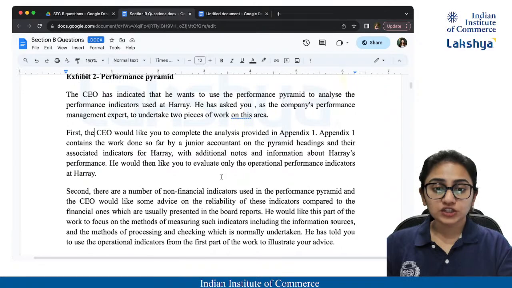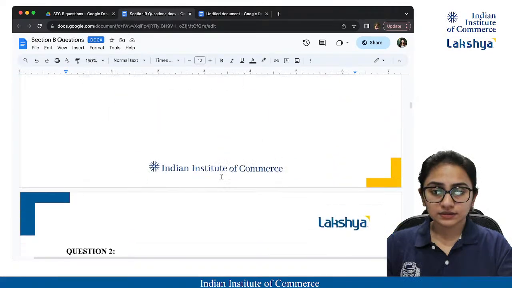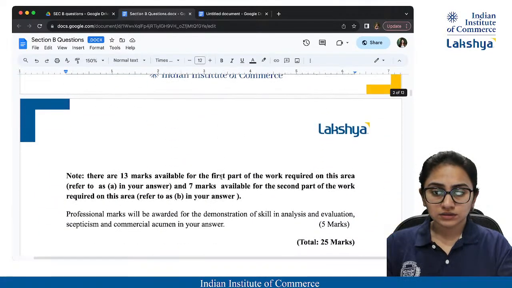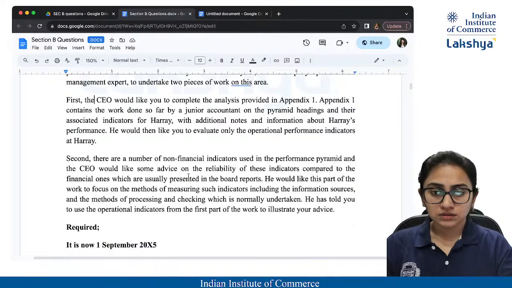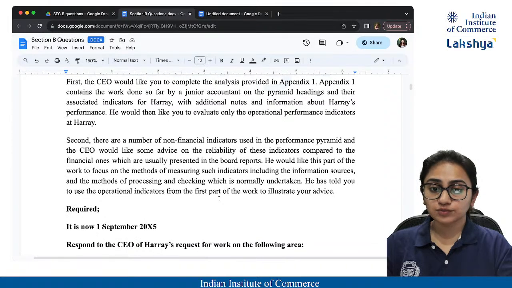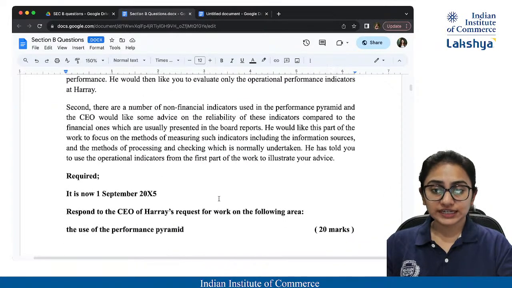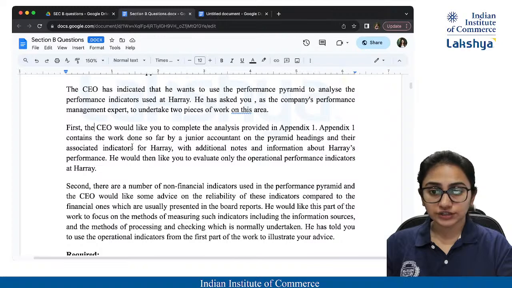Second, there are a number of non-financial indicators used in the performance pyramid, and the CEO would like advice on the reliability of these indicators compared to the financial ones, which are usually presented in the board's reports. He would like this part of the work to focus on methods of measuring such indicators, including the information sources and the methods of processing and checking which is normally undertaken. He has told you to use the operational indicators from the first part of the work to illustrate your advice. Okay, so we will start with it now.